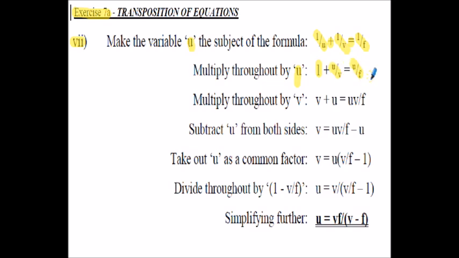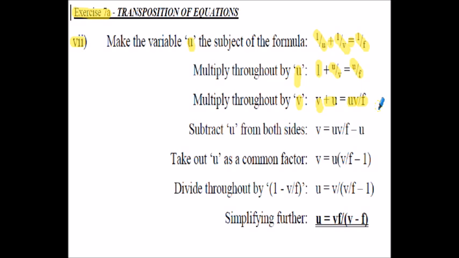So every term is multiplied by u. Next I'm going to multiply throughout by v. So every term is multiplied by v. So 1 times v is v, and then the u divided by v times by v will cancel to give you plus the u. And on the right hand side you'll get uv divided by f.